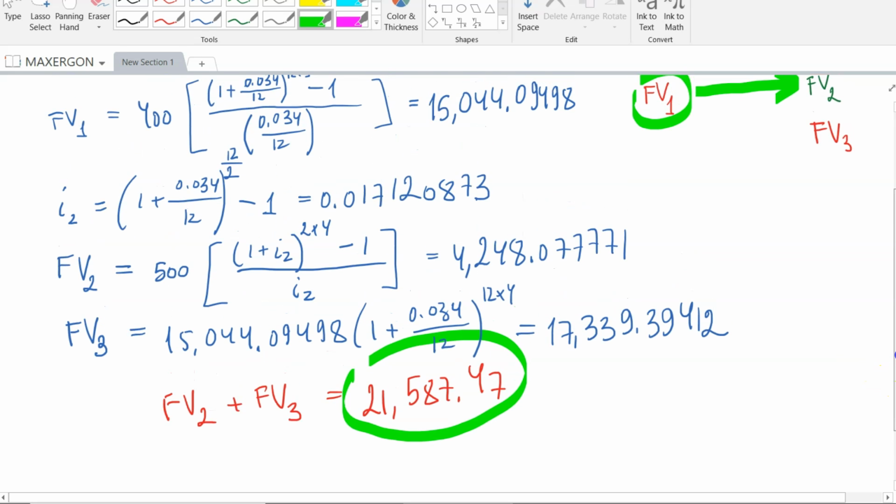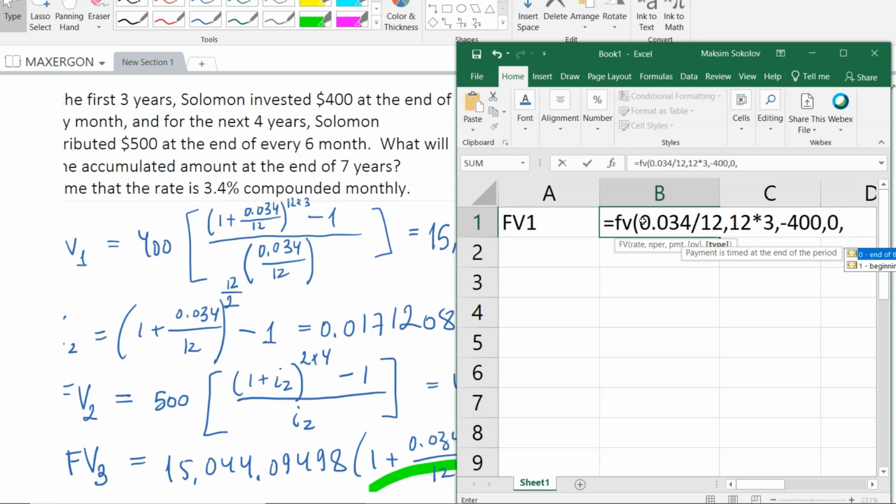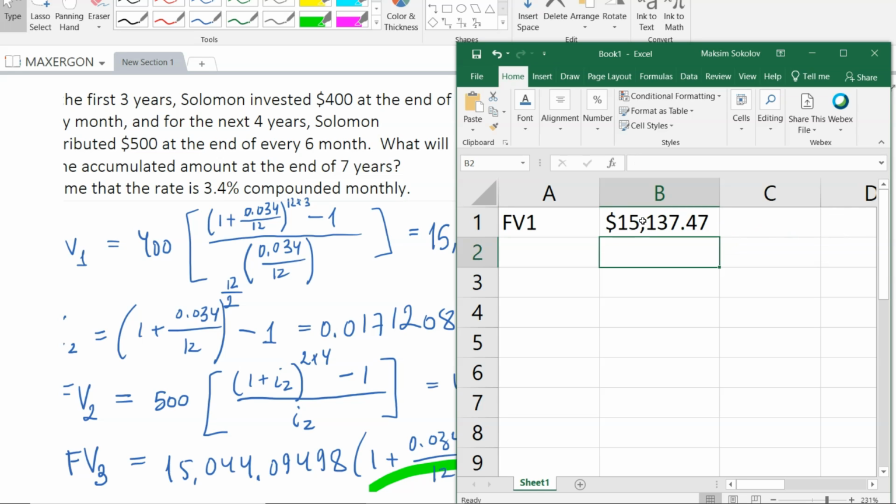Now let's try to solve the same problem with Excel. In the beginning, we need to find future value 1. The calculation is usual. It's based on the function future value. 0.034 divided by 12 is the periodic rate. Number of periods is 12 times 3. Payment is minus 400. Present value is 0. And this is an ordinary annuity, so it's end of period. Here we go. We have the answer for future value 1. Excel keeps all the necessary decimals here.